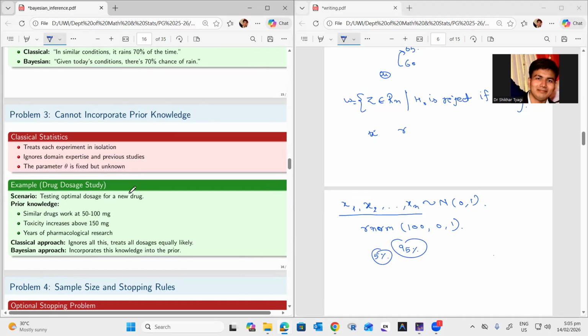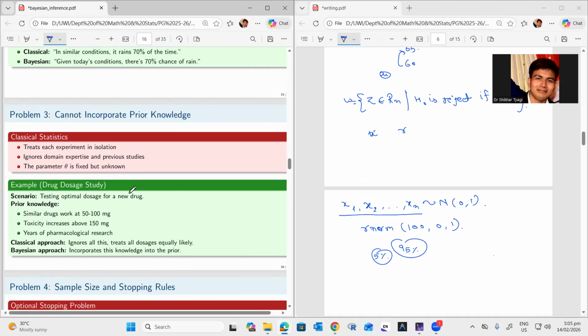So what should be the prior information there? A similar drug worked at 50 to 100 mg. The toxicity increases above 150 mg, right? And the years of pharmacological research that they took are the prior knowledge for us for such kind of drug dosage testing. But in classical estimation theory, we don't include all these things. In the classical approach, we ignore all this and treat all doses as equally likely. All right, but in the Bayesian approach, we incorporate this knowledge into the prior.